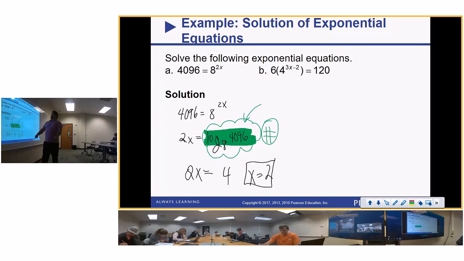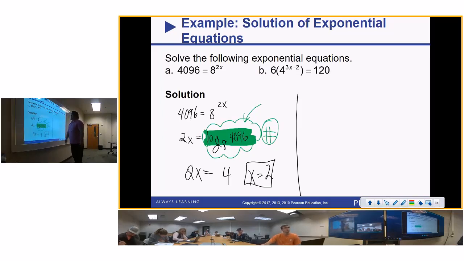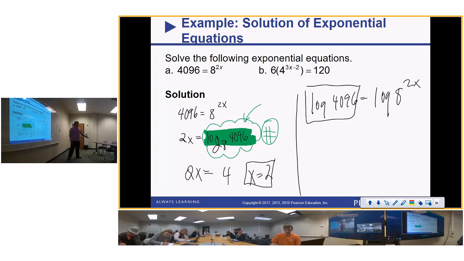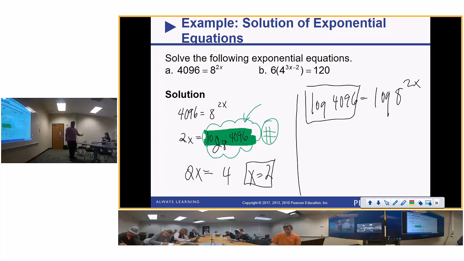And this one can be done both ways. Take the log of both sides. Log of 4096 is equal to log of 8 to 2x. What is this? That's a number, so go ahead and turn it into a number. There is no base, so it's assumed to be 10.